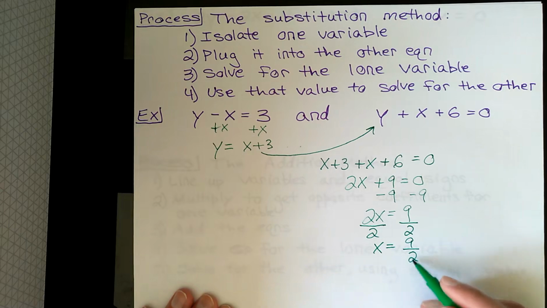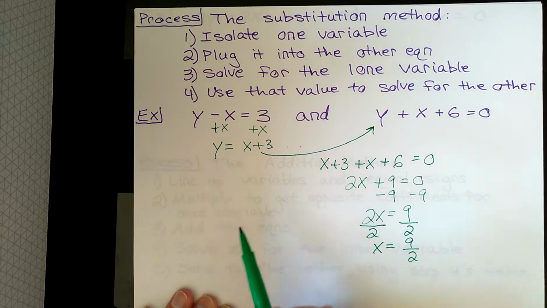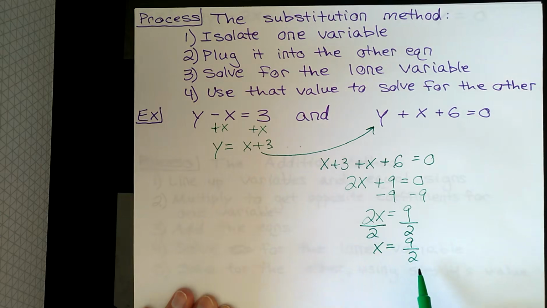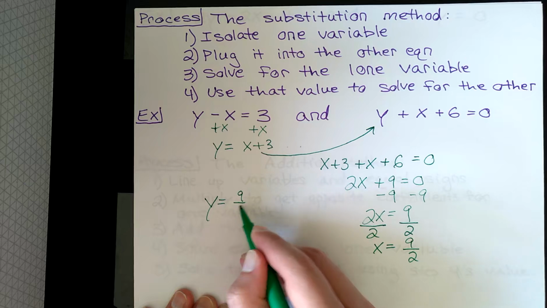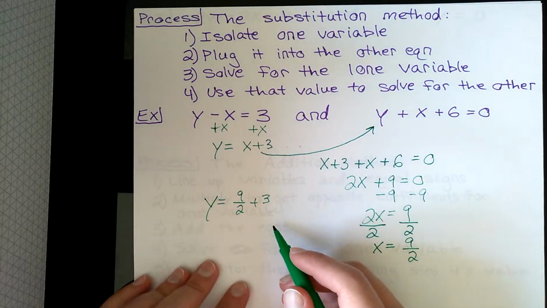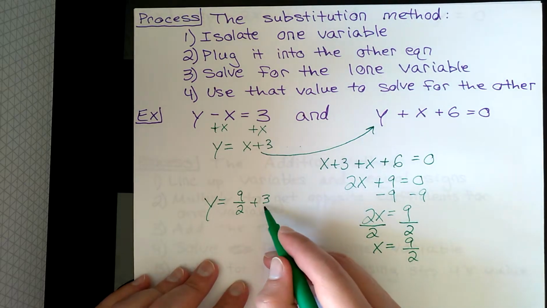Now we can use this value in the equation for y to get our y value. Since y equals x plus 3 and x equals 9 over 2, then that means y equals 9 over 2 plus 3. And to solve this, we just need a common denominator.